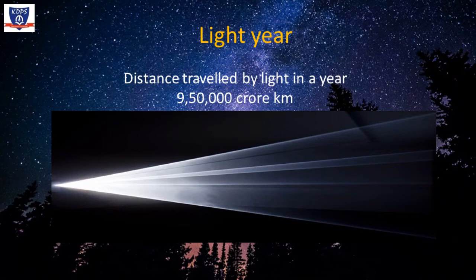A light year is the distance travelled by light in 1 year. The speed of light is 3 lakh km per second. Thus, light travels a distance of about 9,50,000 crore km in 1 year.